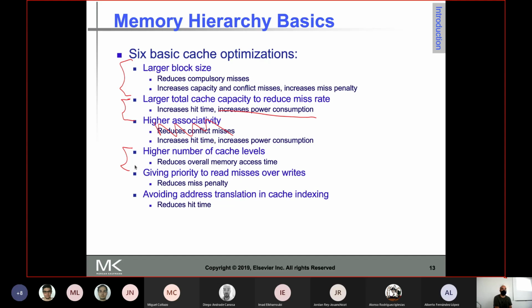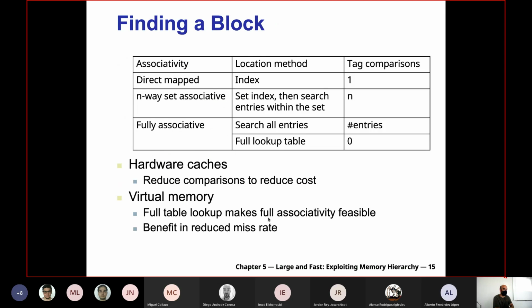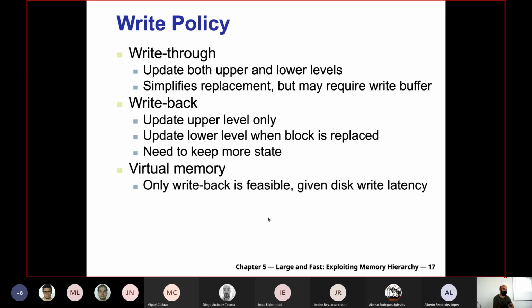Okay, this is not very relevant, and this is not understandable at this point. Okay, block placement. I'm going to skip this because we are going to mess with that a lot of times. Okay, so what can we do as programmers to improve cache performance?